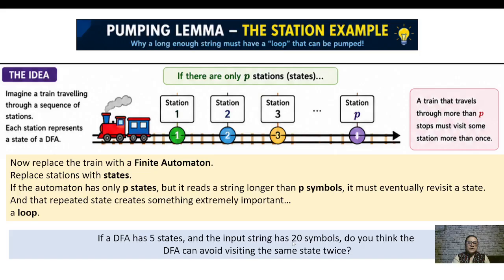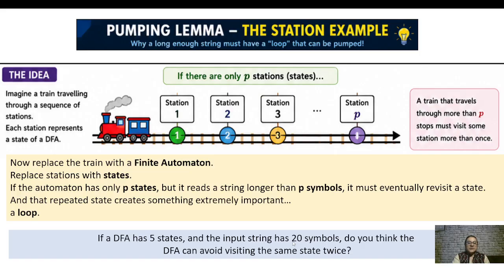Think over it. Of course not. There are only 4 stations available. Sooner or later, the train must visit one of the stations again. This simple observation comes from a famous principle in mathematics called the pigeonhole principle. Now replace the train with a finite automaton and the stations with states. If the automaton has only p states but reads a string longer than p symbols, it must eventually revisit a state, and that repeated state creates something extremely important, called a loop.